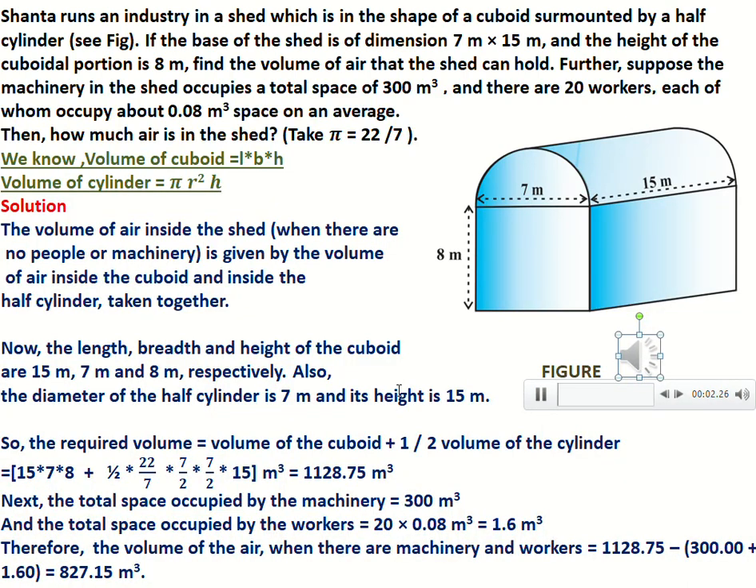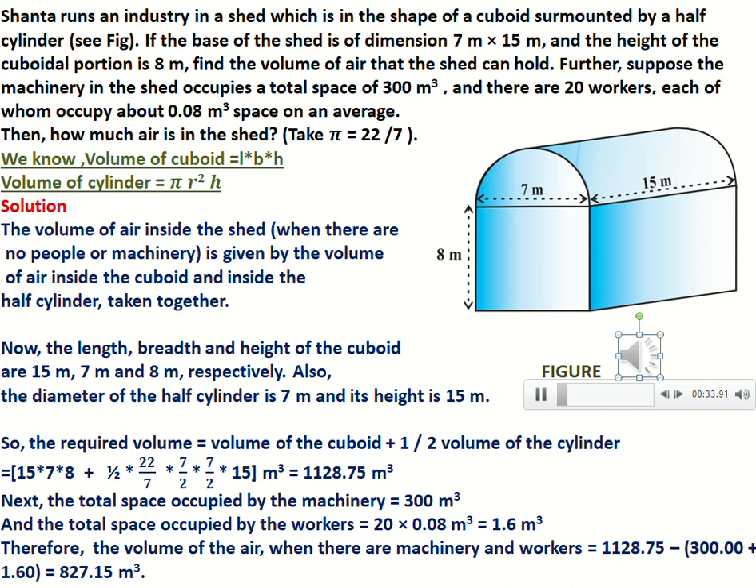Shanta runs an industry in a shed which is in the shape of a cuboid surmounted by a half cylinder. If the base of the shed is of dimension 7 meter into 15 meter and the height of the cuboidal portion is 8 meter, so length is 15, breadth is 7 and height is 8 meter, given. Find the volume of air that the shed can hold.